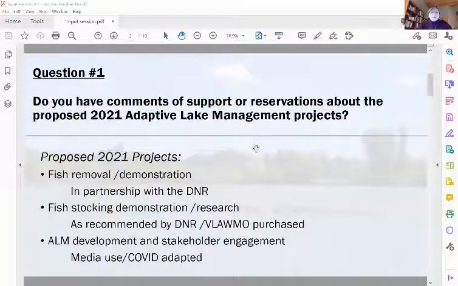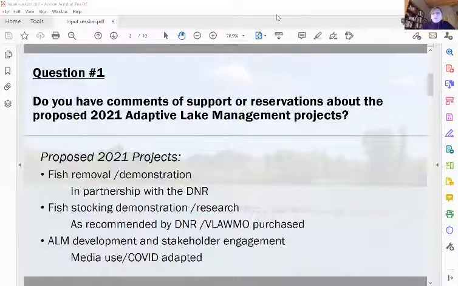The first one is related to what Phil reviewed for the proposed projects for 2021. As a quick review, he talked about the proposal for doing some fish removal, which would be in partnership with the DNR, along with the fish stocking demonstration, and also the continued development of this adaptive lake management process and stakeholder engagement, which is a critical piece to developing a long-term management program. We're looking for some initial feedback on any comments on those proposed 2021 projects, whether they're comments of support or reservations.